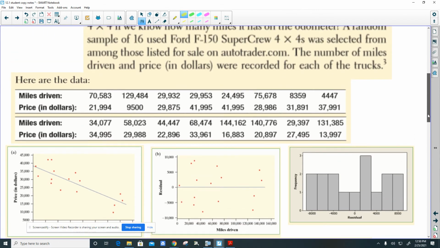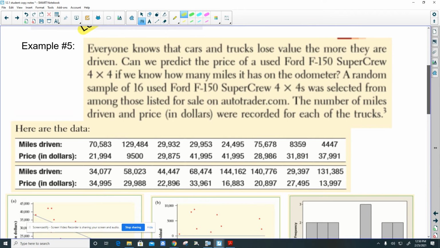Okay, so let's go ahead and take a look at this next example here. This example is talking about how everybody knows that cars and trucks lose their value the more that they're driven. Can we predict the price of a used F-150 Super Crew 4x4 if we know how many miles it has on its odometer? So we have this random sample of 16 used Ford F-150 Super Crew 4x4s selected from among those listed for sale on autotrader.com. The number of miles driven and the price in dollars were recorded for each of the trucks. You can see there's 8 given in that first table, and then there's another 8 in the second table.